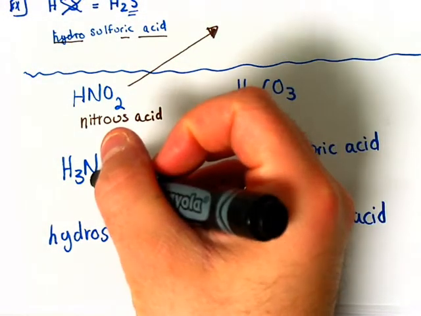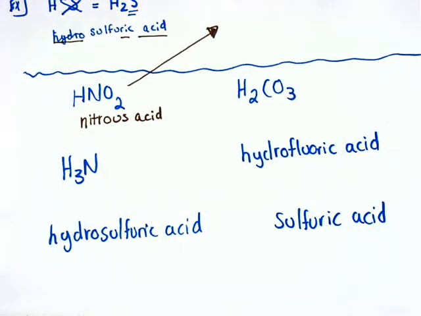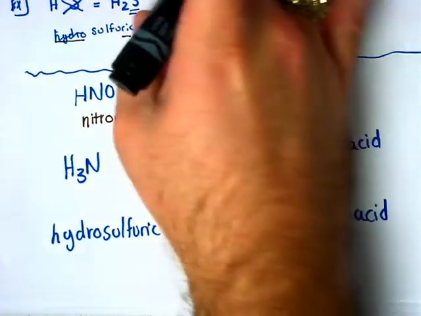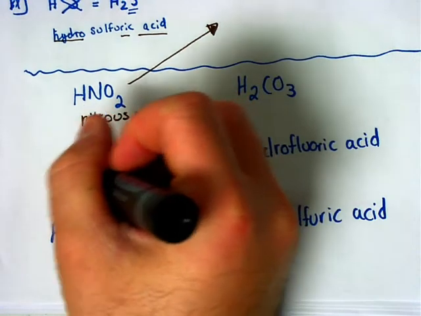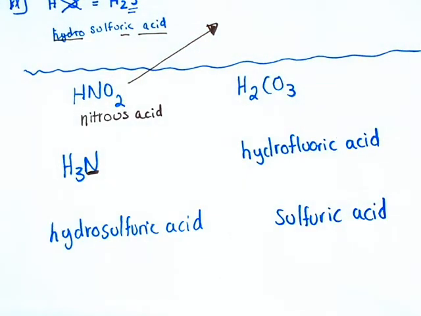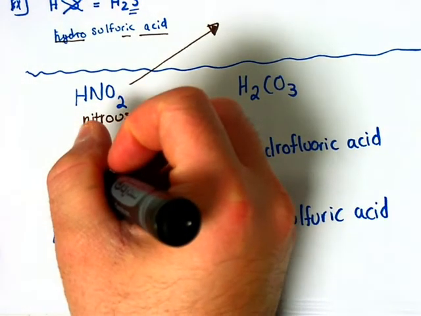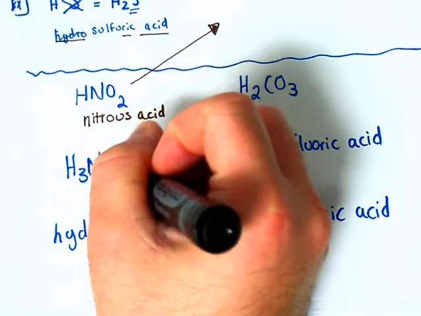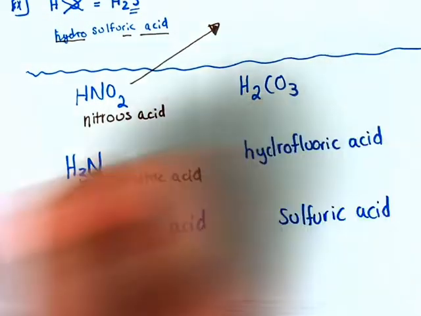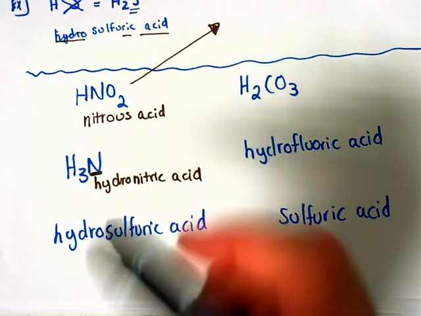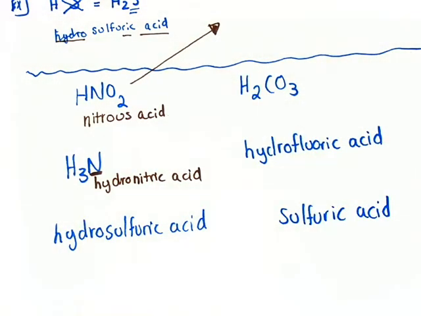How about in this case right below it? H3N. Is this a case 1 or a case 2? Is this an H with a nonmetal or with a polyatomic? This right here with the N? That's H with a nonmetal, right? So what rule do we use? The hydro prefix, right? Hydronitric acid. Do we see those differences in my decision to use the hydro or not hydro prefix?